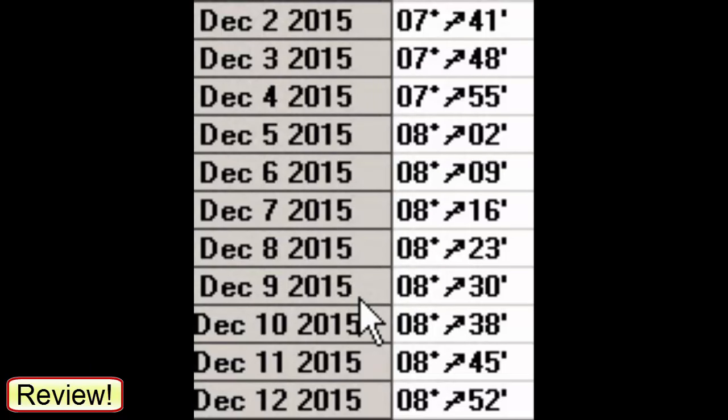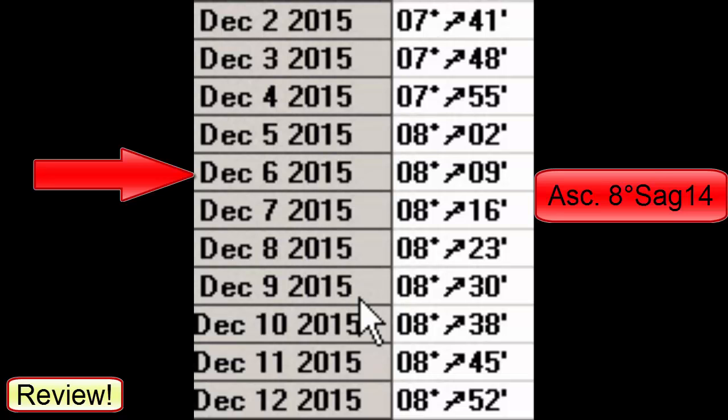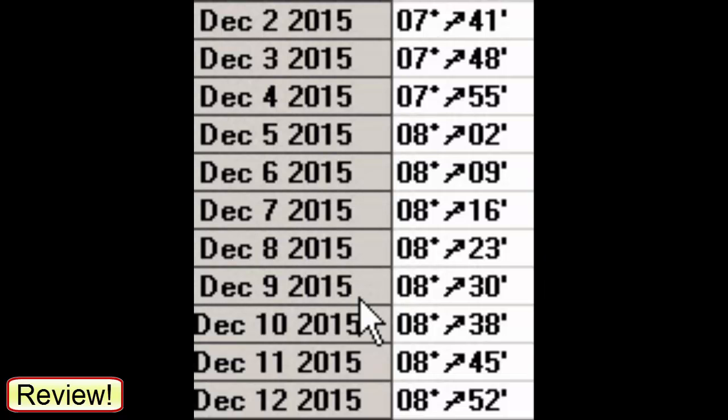A quick look at the ephemeris shows us that Saturn went into the first house for the first time December 6th of 2015. Now, let's go back to December 2nd, and Saturn was already within orb of the ascendant.